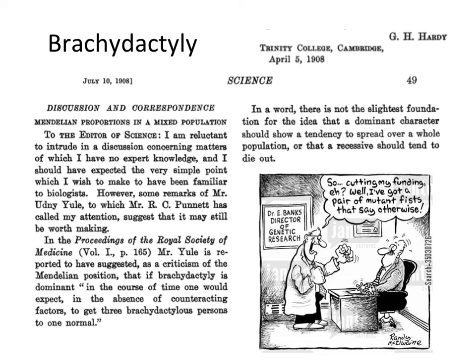Mr. Yule, lower down in the second paragraph, Mr. Yule is reported to have suggested, as a criticism of Mendel, that if brachydactyly is dominant, which it is, so short fingers is dominant, not recessive, if brachydactyly is dominant, in the course of time, one would expect to get 3 brachydactylous persons to 1 normal. So Mr. Udney Yule, not the person that's writing this, but the person who wrote the letter that this person's responding to, had said, hey, wait a second, if brachydactyly is dominant, shouldn't we have 75% of the population with short fingers?